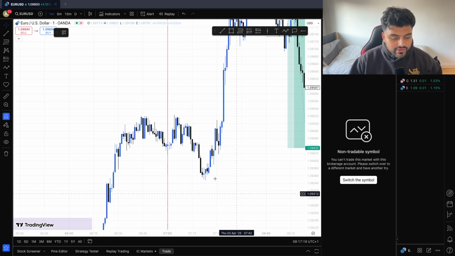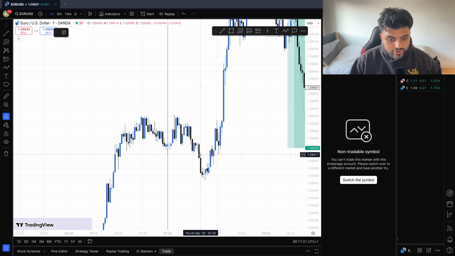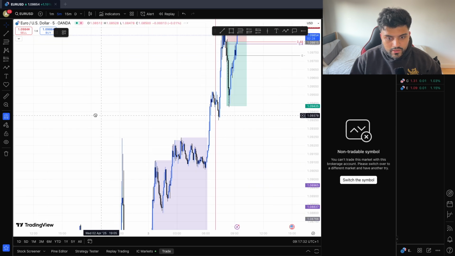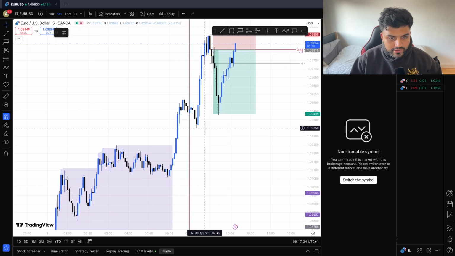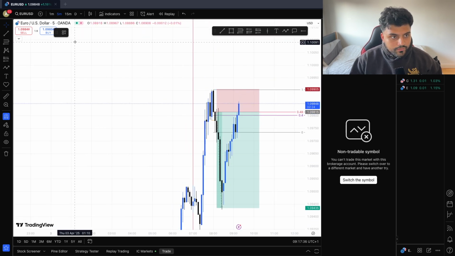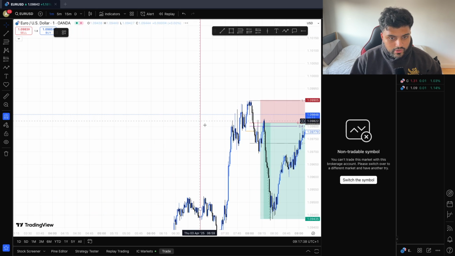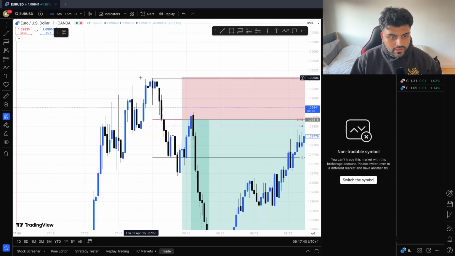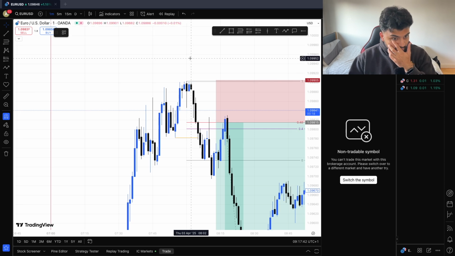Now in my strategy, I usually like to take breaks of structure after 7:21. So I didn't really want to look at this because there was no break at 7:21, even on the 5-minute. If we just look at this, there are no breaks anyway. However, after 7:21, the next entry model we got was actually this one.